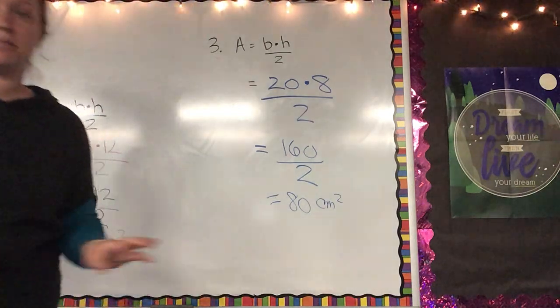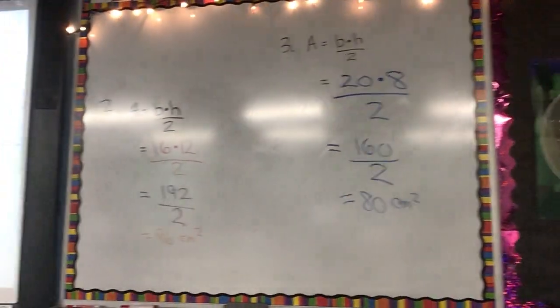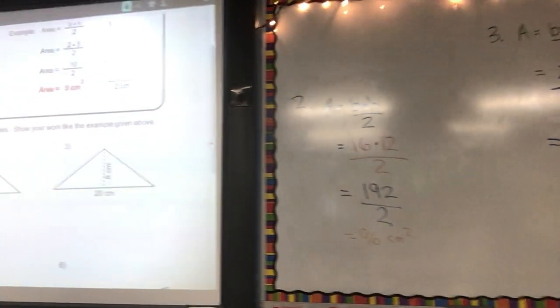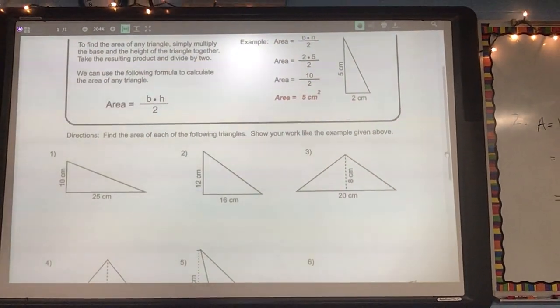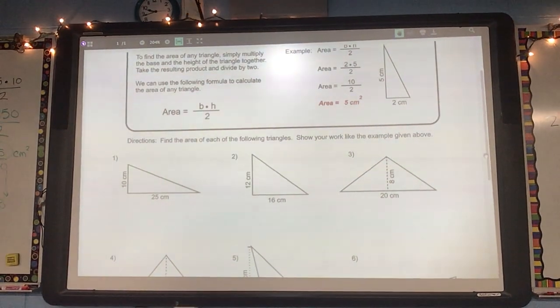You guys feel okay about these? Yeah. Not the best, not the worst. I think a big thing for you guys on this is to make sure that you don't make a mathematical mistake, like saying 16 times 2 like Mrs. Bush did.